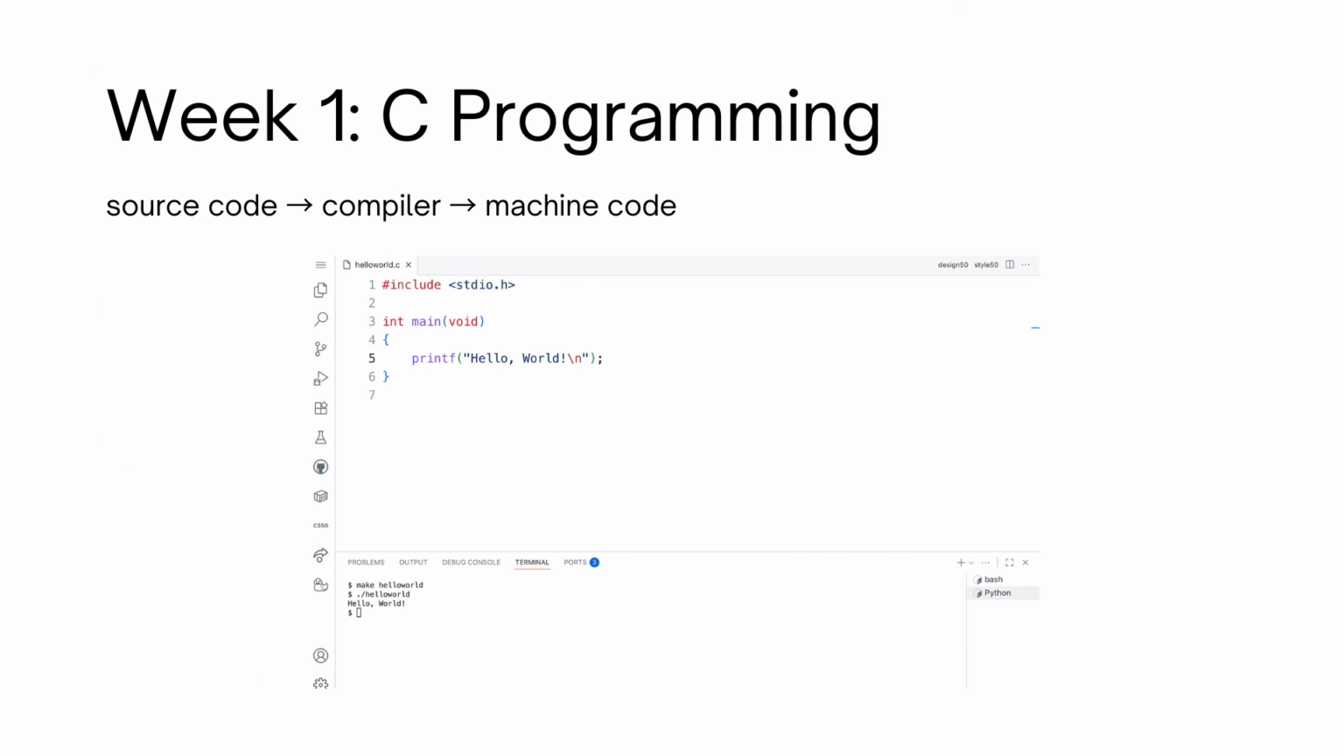In week 1, we learned C language, which is a low-level language closer to how computers actually operate. CS50 emphasizes how source code is translated by the compiler into machine code, which the computer can execute. We covered variables, loops, conditionals, and functions.